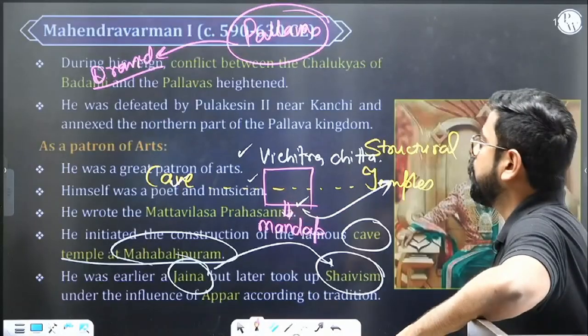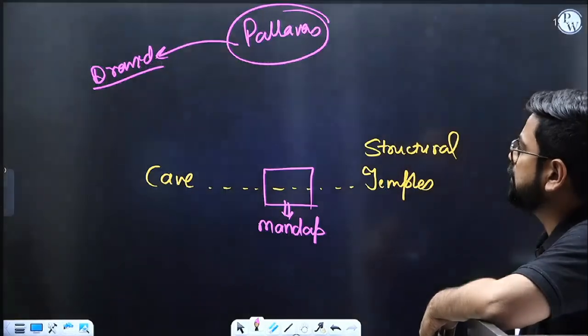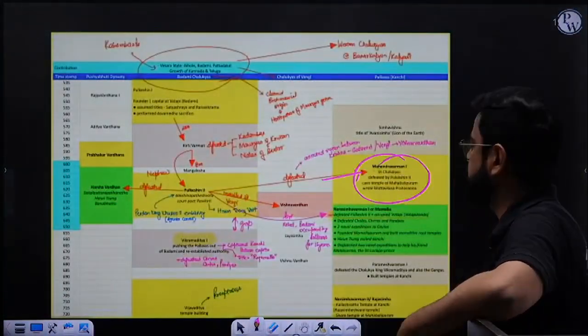So we found the first king. We knew that he lost to Pulkesin II. That is something we already knew. But his contribution to culture, this is something new to us, and we'll talk about that, right? Mahendravarman already discussed, defeated by Pulkesin II. We know that. Second, Narasimhavarman.